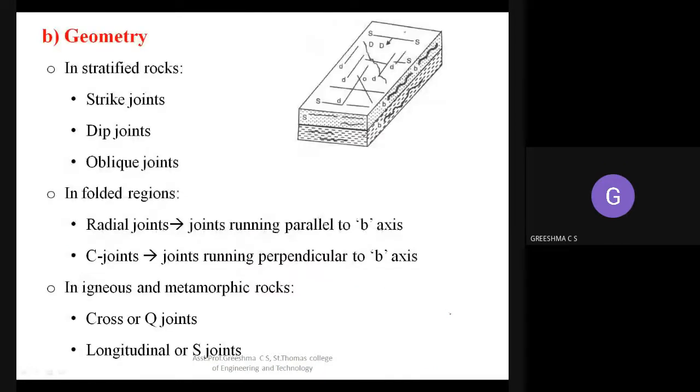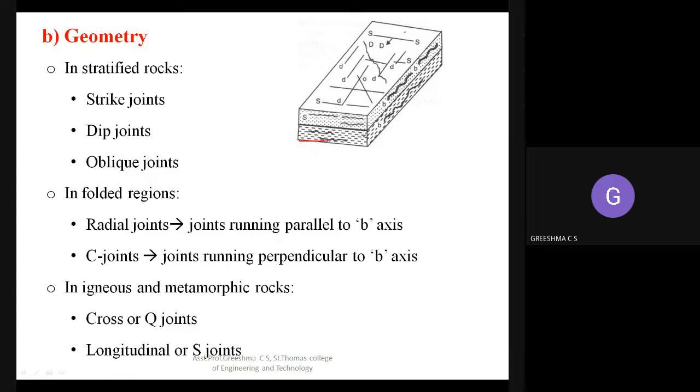So next one is based on the geometry. Based on the geometry, the first one is stratified rocks. We have studied about stratified rocks. What do you mean by stratified rocks? Based on the geometry, in the stratified rock, you can see strike joints, dip joints, and oblique joints. So here this is a stratified rock.